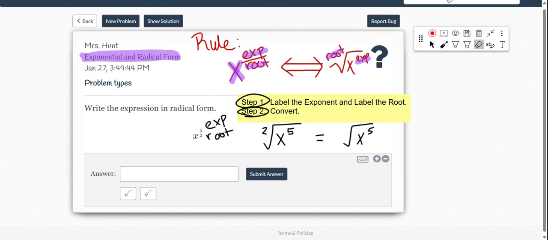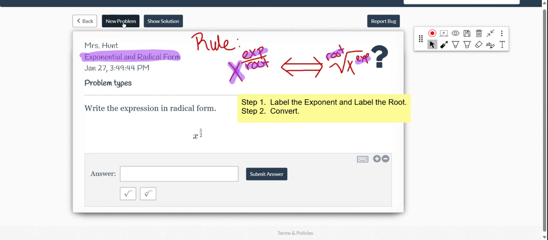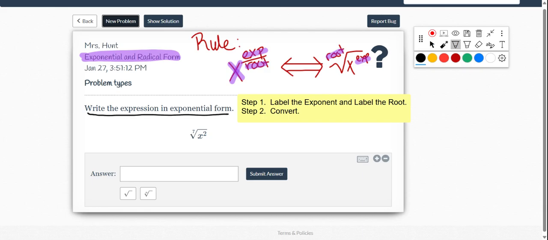Let's take a look at what it would look like if we had to go the other way. We've been going from the fraction to the radical. Let's go the other way. Here's a perfect example right here. In this example, we have to write the expression in exponential form. We're starting on this side of our conversion, and we're going this way. It's okay, same steps. You just have to know where the pieces are.